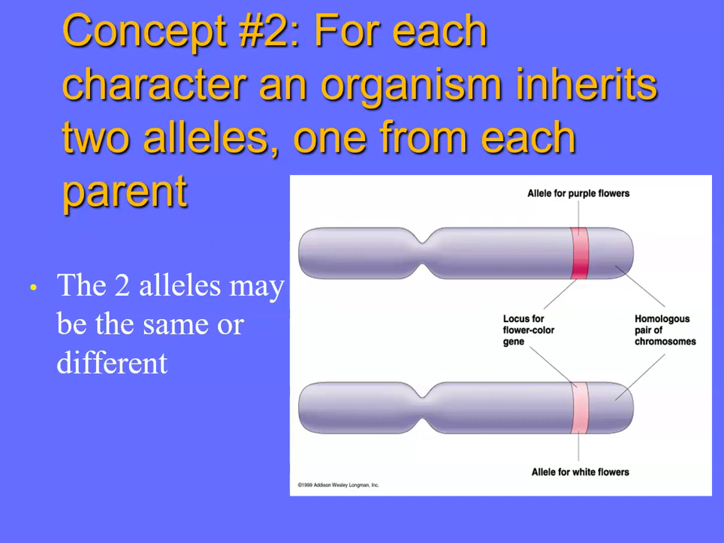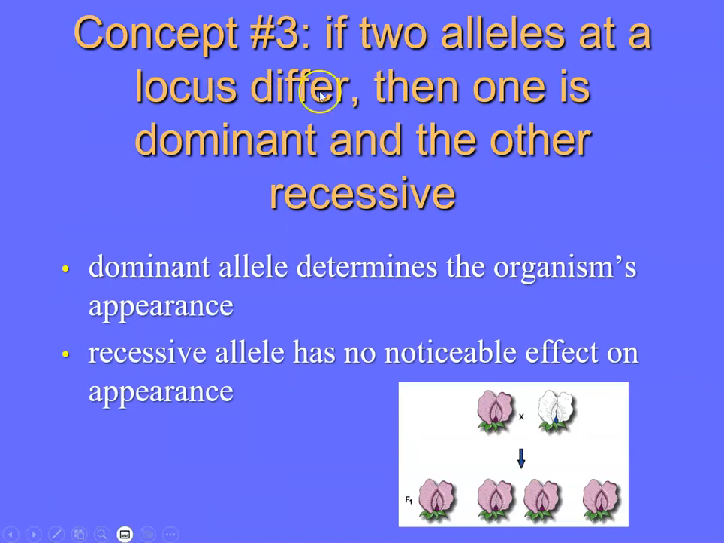Now, in this scenario, we're seeing where there's 2 different alleles, but there could be the case when one has both alleles for purple or both alleles for white flower color. When they're different, though, which was the case with Mendel's F1 generation offspring, then one was dominant and the other is recessive. So here's that term recessive that we were talking about earlier.